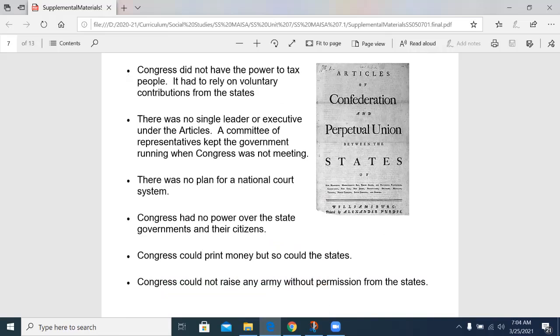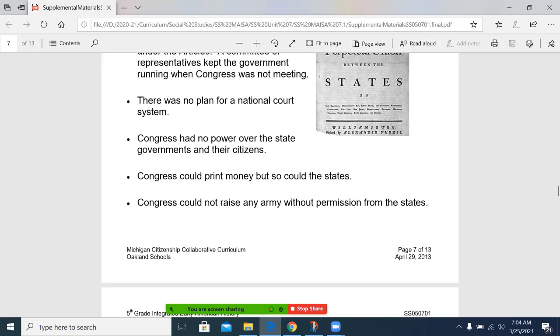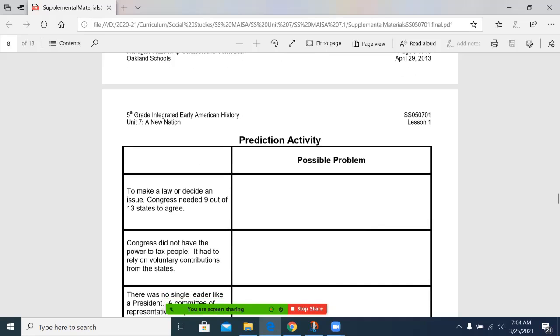You could almost see the federal government holding a red kettle drive, like our charities do at the holiday season, in order to pay for a war. There is no single leader or executive under the Articles. A committee of representatives kept the government running when Congress was not meeting. There is no plan for a national court system. Congress had no power over the state governments and their citizens. Congress could print money, but so could states, and Congress could not raise any army without permission from the states.